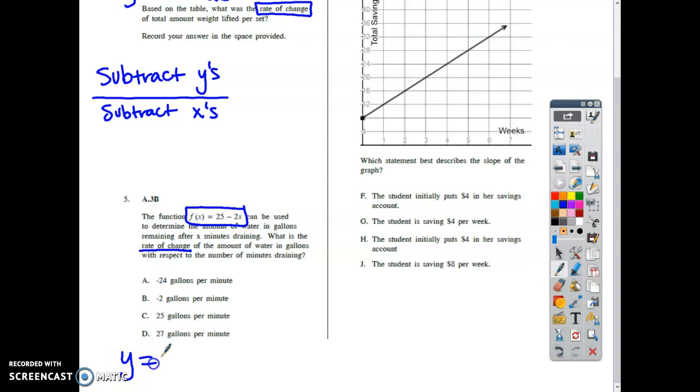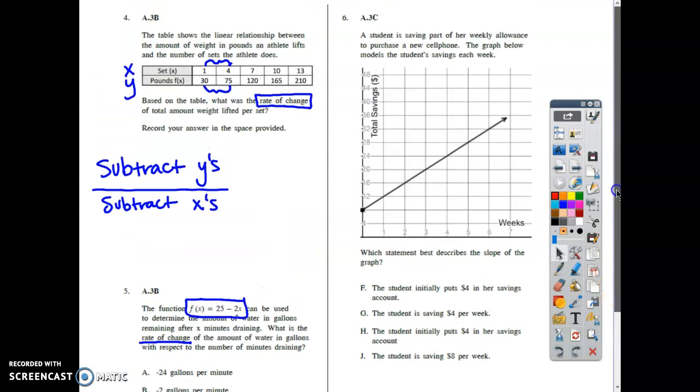So Y equals mx plus b. The rate of change is m, right? Because it's next to the X. So look at your equation and see which one's next to the X. That will be your rate of change. So put the answer in Schoology, and we can move on to problem number 6.